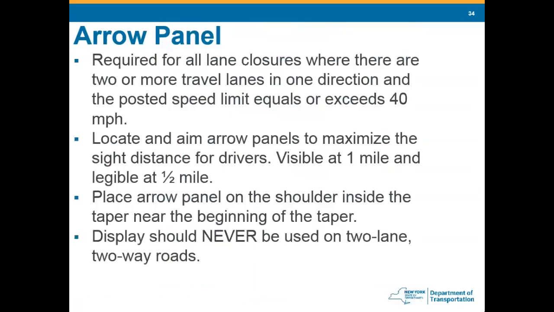Arrow panel. Required for all lane closures where there are 2 or more travel lanes in one direction and the posted speed limit equals or exceeds 40 miles an hour. Maximize sight distance. We talked about that. Visible at 1 mile and legible at a half a mile. Get it off the road as far as we can on the shoulder, but near the beginning of the taper. Should never be used on a 2-lane or a 2-way road.